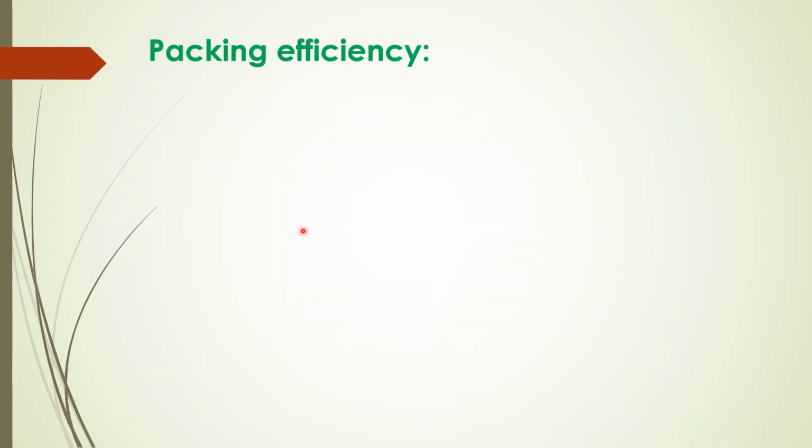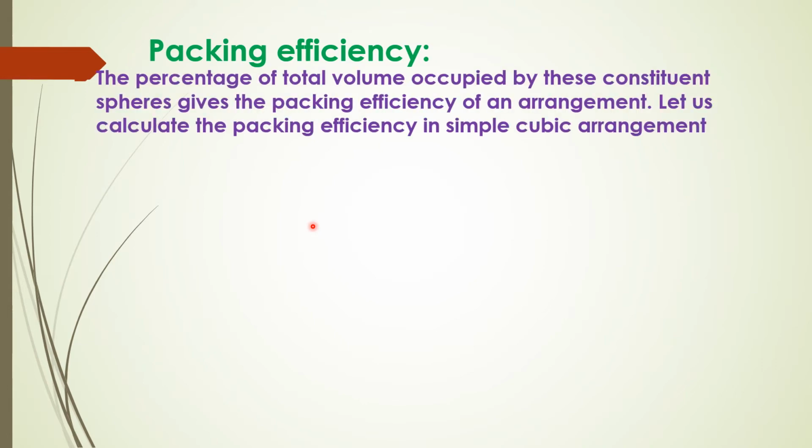We have a unit cell, and the unit cells are joined together to make a crystal, and the crystal has two types of molecules. How are we going to calculate the packing efficiency? How are the atoms packed with one another? The percentage of total volume occupied by the constituent spheres gives the packing efficiency of the arrangement. Let us calculate the packing efficiency of a cubic cell.